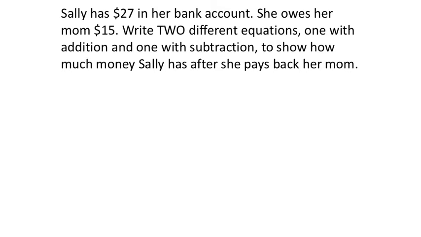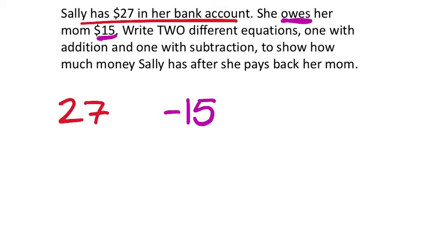So this one says, Sally has $27 in her bank account. She owes her mom $15. Write two different equations, one with addition, one with subtraction, to show how much money Sally has after she pays her mom. Okay, yeah, no problem. So let's see, this is what Sally has. We're going to start out with what she has, $27, right? So 27, like this. Now, for this one, I'd say that she owes, that's going to make the amount negative $15 to mom. So that's going to make that negative 15, okay?